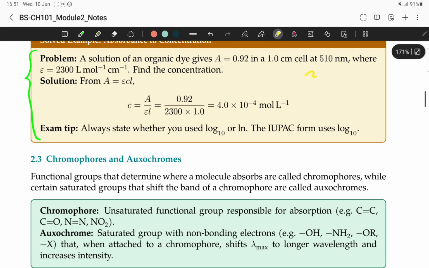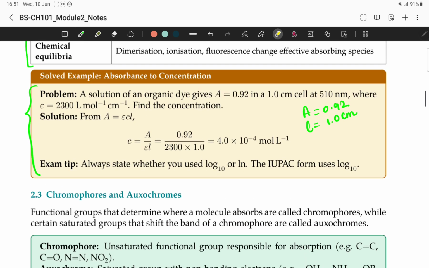So what data do we already have? A equals 0.92. Length L equals 1.0 centimeter. What is extra? You don't need this wavelength. It is actually given to you to confuse. This is the confusing data. And then what do you need? Epsilon. Epsilon is our what?